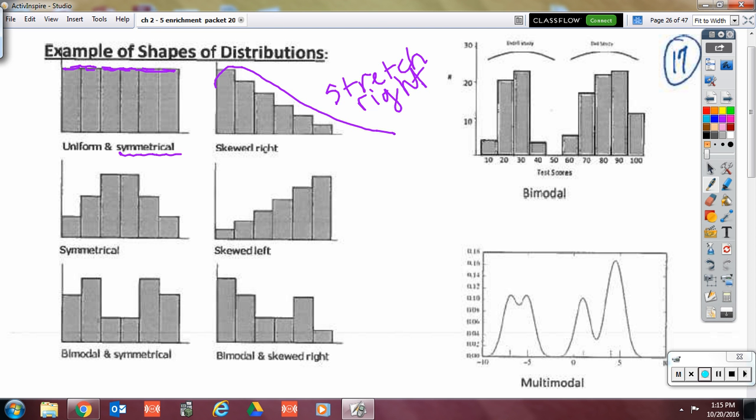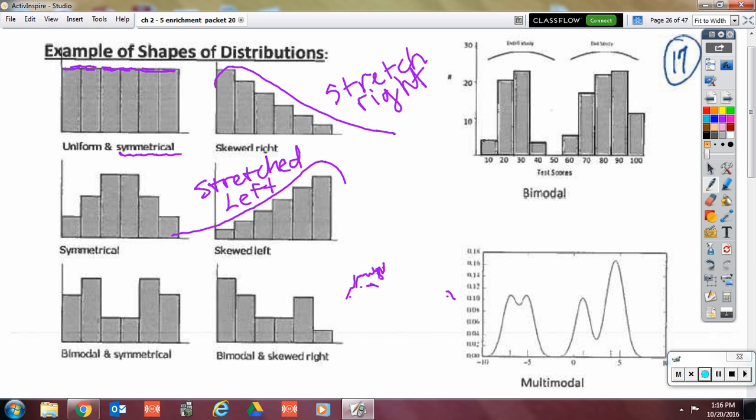That's the best way I can get people to remember that. Skewed right is stretched to the right. Okay, and then our next one, here's a symmetrical distribution. This next one is skewed left because it is stretched out to the left. Stretched left. Okay. There's many ways it could look. I'll tell you something more about that in a second.